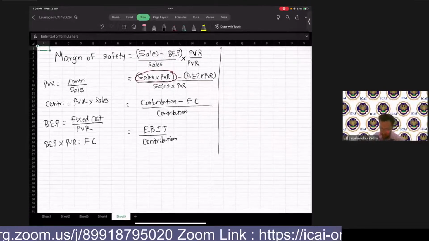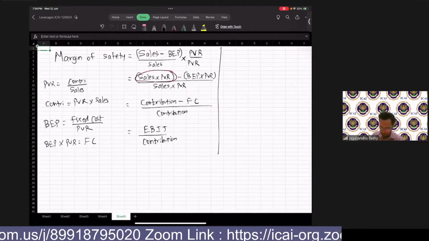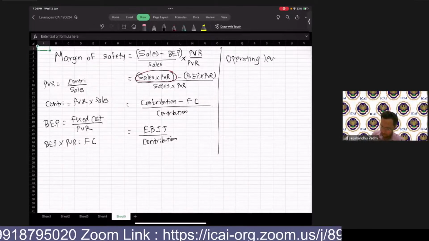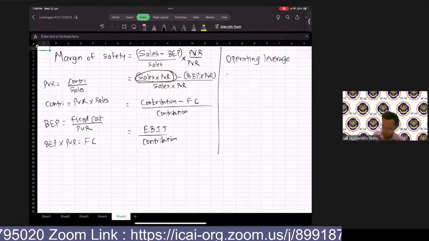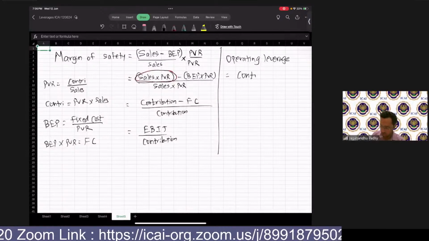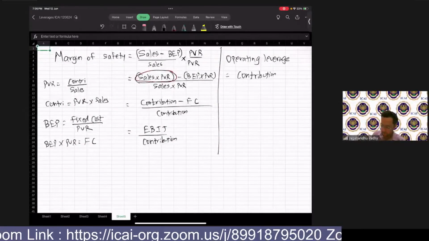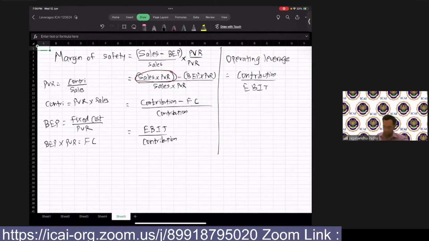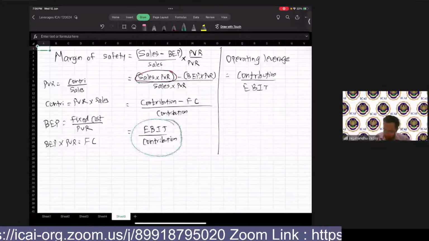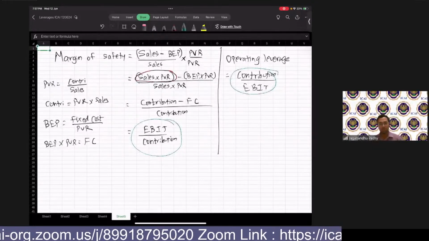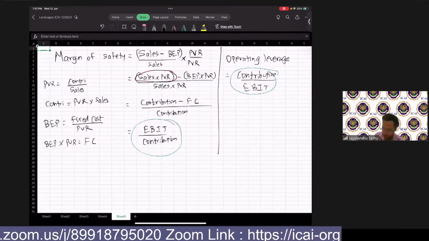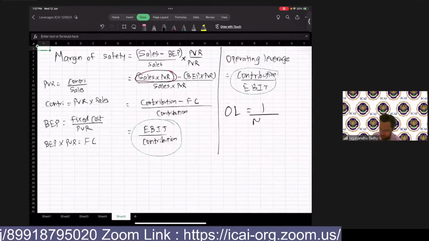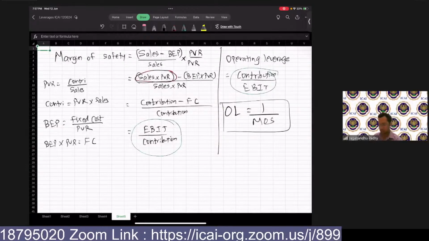Now just recollect what we have as operating leverage. Operating leverage is computed, the formula is contribution upon EBIT, right? Now you can just try to connect these two numbers. You can conclude that operating leverage is 1 upon margin of safety.